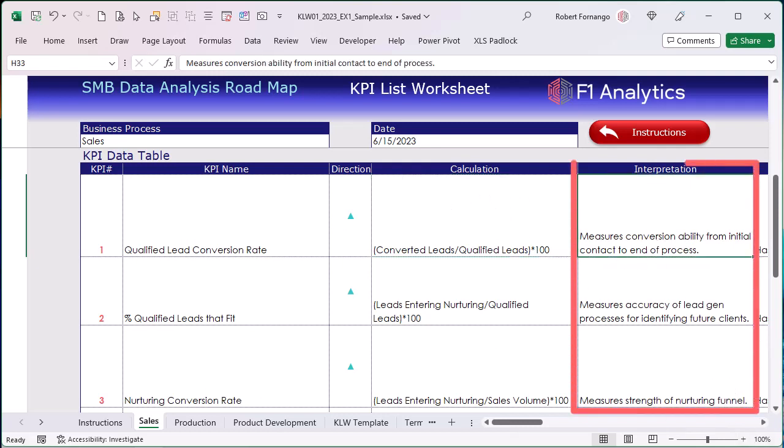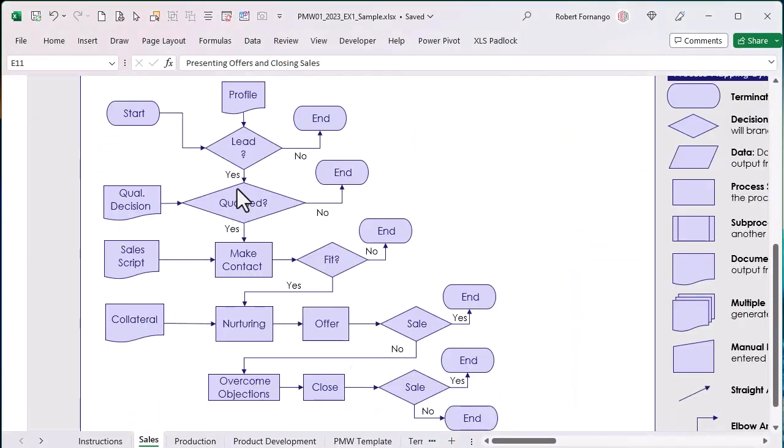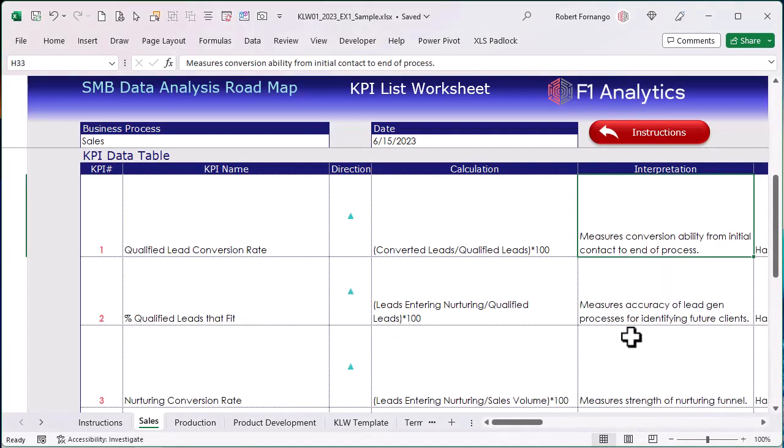In the next field, interpretation, this field includes a plain language description of what the KPI is measuring. So in this case, we're measuring our conversion ability from the initial contact to the end of the process. If we look back at our process map, we're talking about taking qualified leads and putting them into our sales funnel for making first contact through our nurturing funnel, overcoming objections, and then ultimately to closing the sale. And so what we want to do is we want to know whether or not our process can convert those leads into sales.